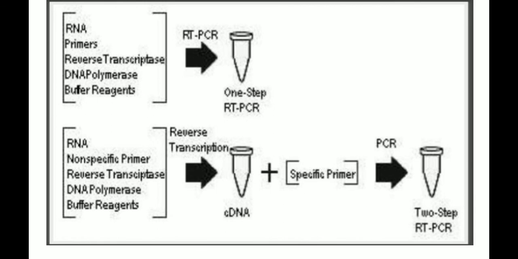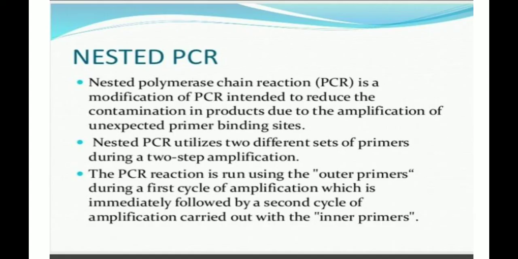So for that you can use one step PCR and two step PCR, right. They use RNA primers, reverse transcriptase enzyme, DNA polymerase and buffer reagents added into that, and after that they have a non-specific primer, then reverse transcriptase enzyme, DNA polymerase and buffer reagent. So reverse transcription happens, complementary DNA plus specific primer, you will get a two step RT-PCR, so you will get amplified RNA. Okay, so that is about the RT-PCR, that is reverse transcription PCR.